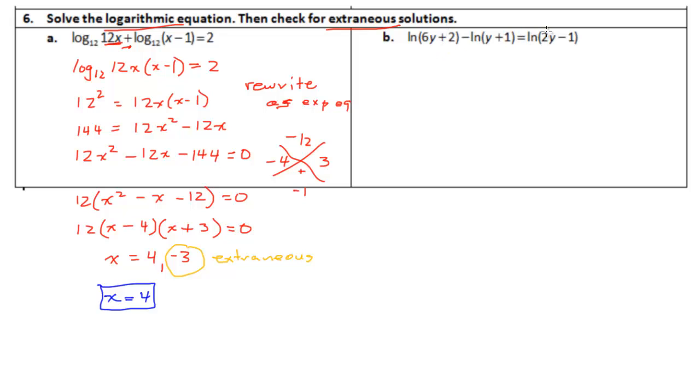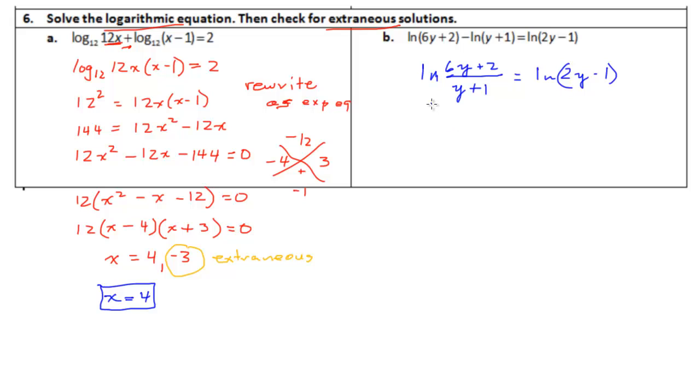Hope that makes sense. Let's go ahead and look at this one over here. We have a minus, so we can combine these two, this difference of logs, to be a log of a quotient, 6y plus 2 over y plus 1 equals natural log of 2y minus 1.